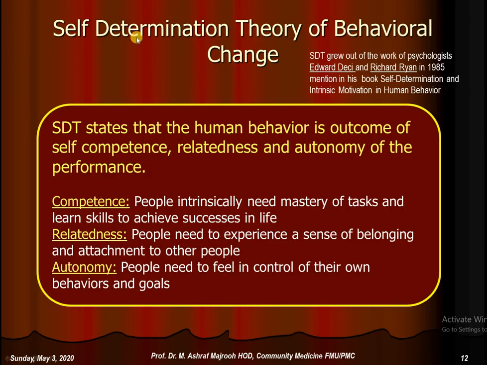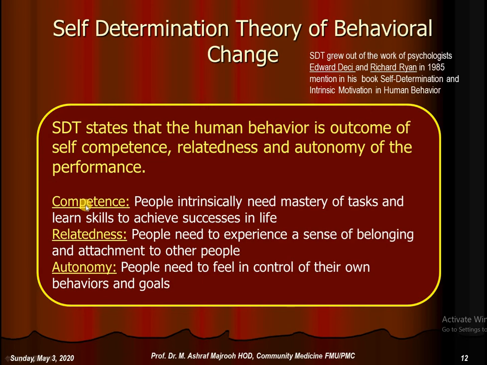The next theory is self-determination theory of behavioral change. This theory was put forward by Edward Deci and Richard Ryan in 1985, and it is mentioned in their book Self-Determination and Intrinsic Motivation in the Behavior. This theory states that human behavior is the outcome of competency, relatedness, and autonomy of the performance. And these are the determinants of the behavior.